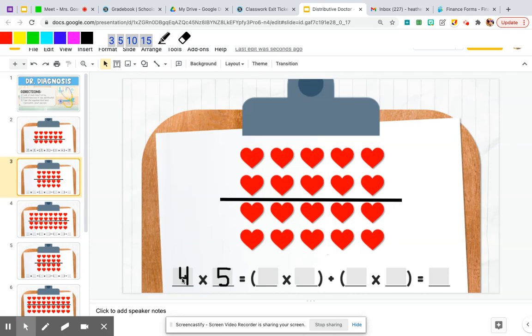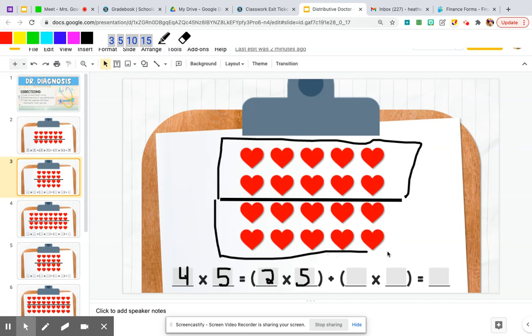So instead of 4 rows of 5, this array at the top shows 2 rows of 5, which is the same as saying 2 times 5. This array at the bottom also shows 2 rows of 5. Notice how my 5 did not change. I did not split the 5. I split the 4. It was distributed as 2 times 5 plus 2 times 5.